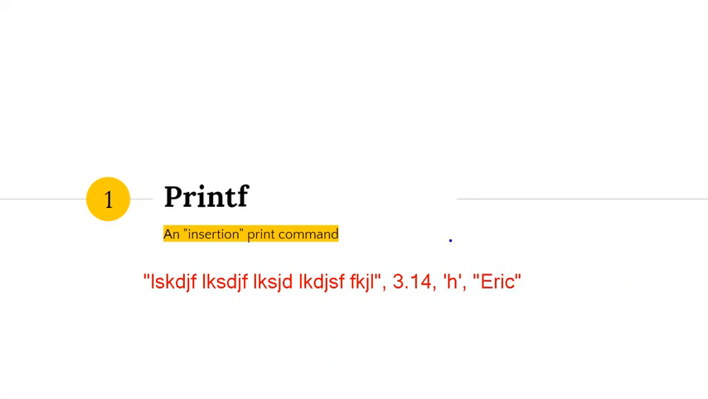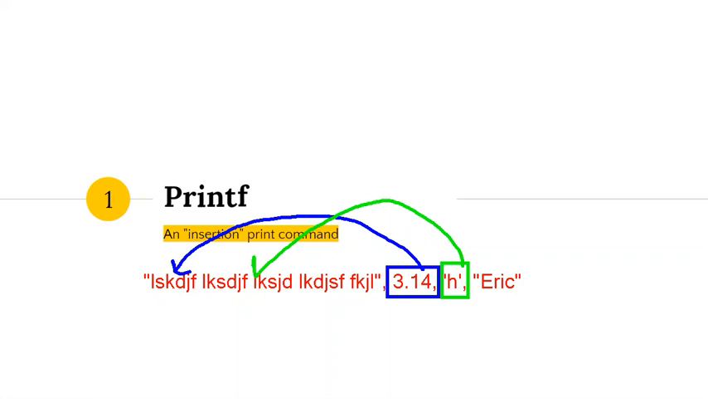What printf does is you can insert each of these pieces of information into the string at a certain marker. So I might insert pi in that location, I might insert this character h into that location, and then maybe I insert my name into this location. And so that's what printf does. It inserts some parameters into a string for you, and it's much better than println in my opinion.